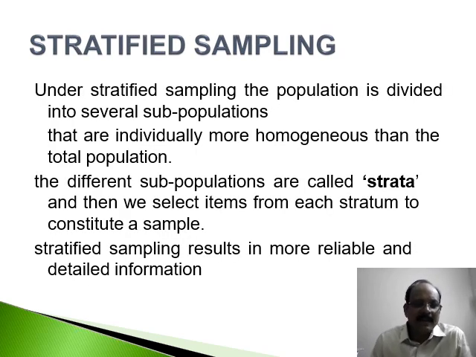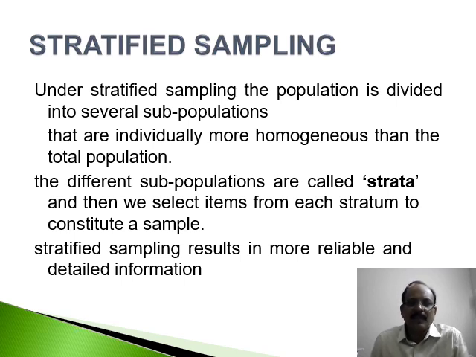On the other hand, stratified random sampling. Under stratified sampling, the population is divided into several subpopulations. They are individually more homogeneous than the total population. The different subpopulations are called strata, and then we select items from each stratum to constitute a sample. So stratified random sampling results in more reliable and detailed information.